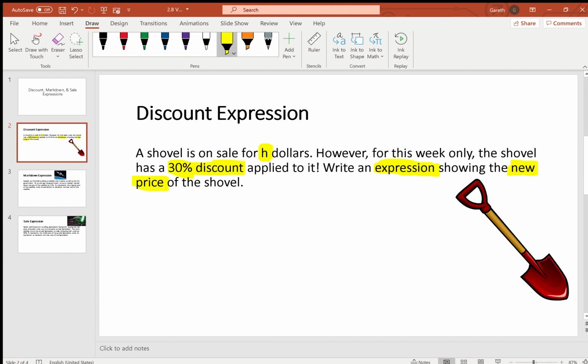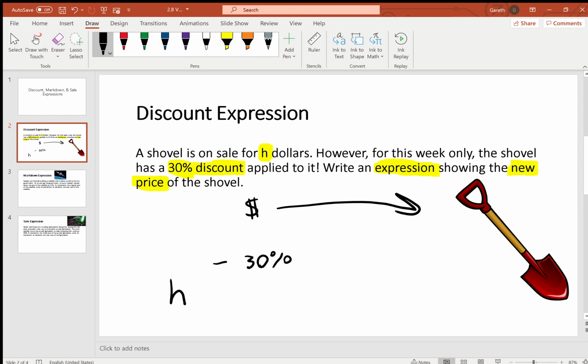Now think about this. Your original amount of money that you're paying for this shovel is H dollars. You have no idea how much H is, but you know you're paying H dollars. Now, the store manager is telling you, hey, you're getting a 30% discount. You're getting it cheaper. If you're getting it cheaper, you're getting it for 30% less than what it was. So that means we are subtracting.